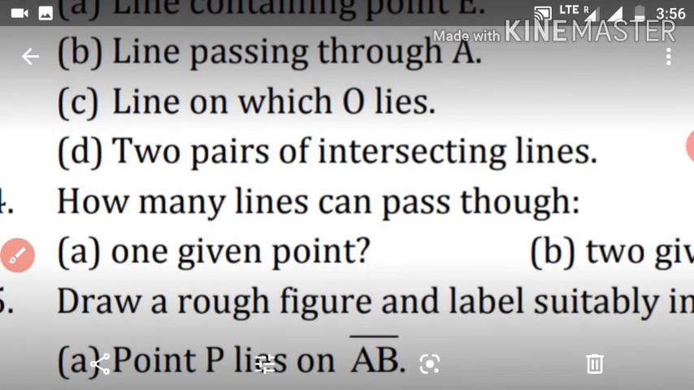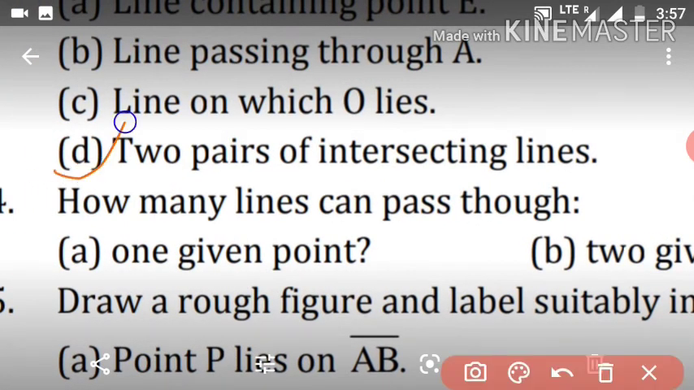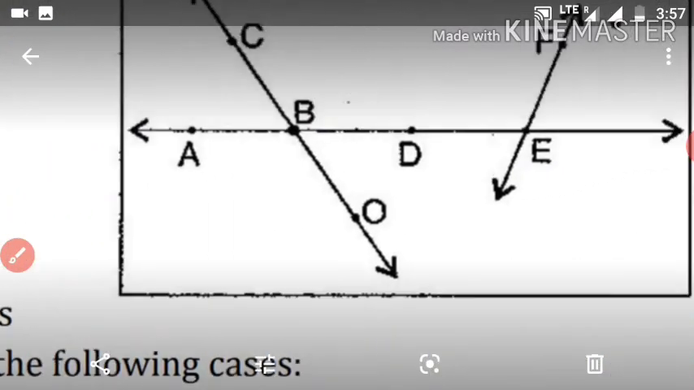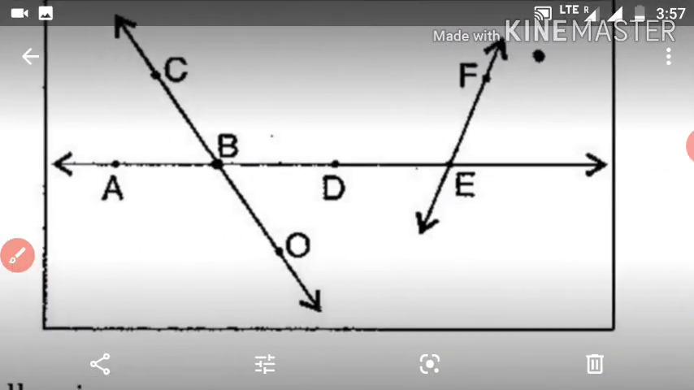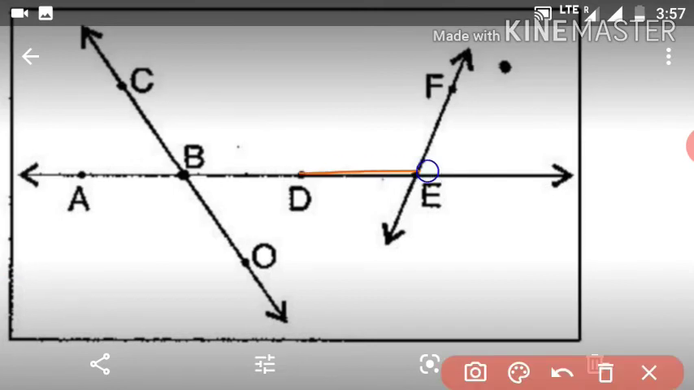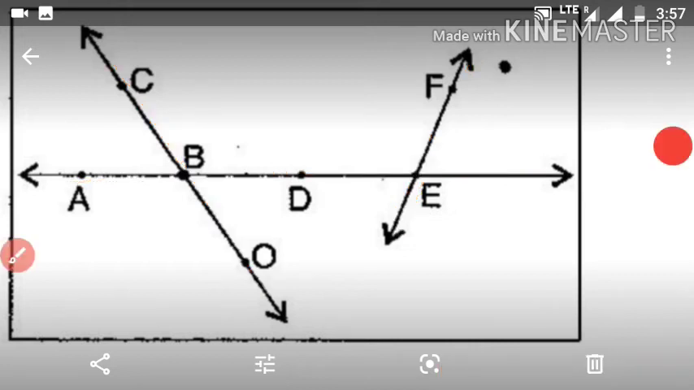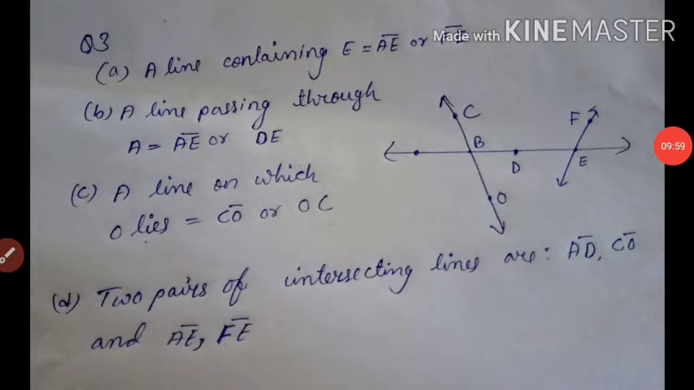I will show you the answer properly. I am just explaining now. Now D, two pairs of intersecting lines. Intersecting means what we know, isn't it? Intersecting means when two lines cross each other. So which are the intersecting lines which cross? Now this line and this line cross each other. In the same way this line and this line will be the intersecting lines. Now you have to write the name.